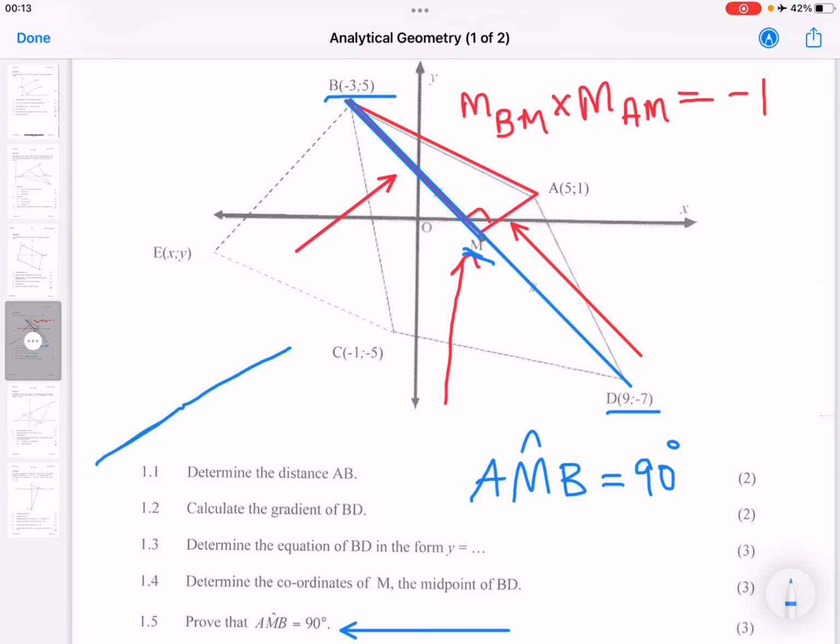So that means you won't need to worry that much to calculate the gradient of that line. You obviously calculated that point M on the previous question. So you use those 2 points, M and A, to calculate the gradient, of which once you are done, you multiply them together. Therefore, it would mean AM is perpendicular to BM.